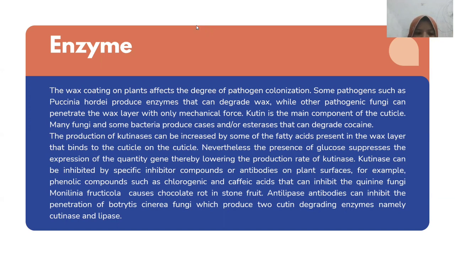For example, phenolic compounds such as chlorogenic and caffeic acid can inhibit the cutinase of Monilinia fructicola, which causes brown rot in stone fruit. Anti-lipase antibodies can inhibit the penetration of Botrytis cinerea fungi, which produce two cutin-degrading enzymes, namely cutinase and lipase.